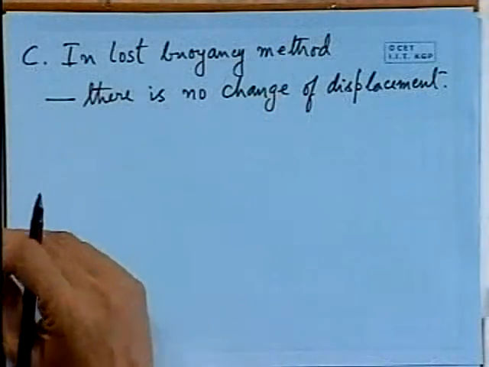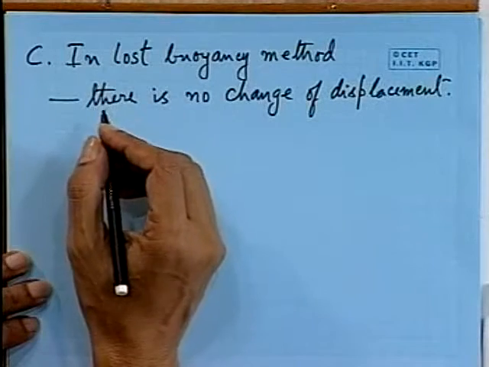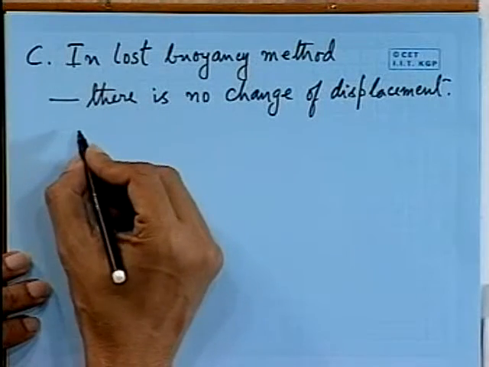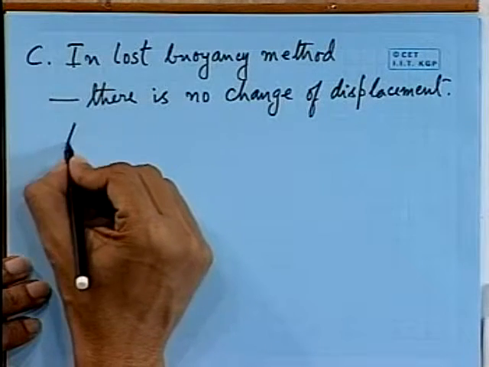So this is damage stability continued. In the lost buoyancy method, there is no change of displacement. The important factor one should keep in mind is that there is no change in displacement, but in the added weight method there is always a change in displacement.